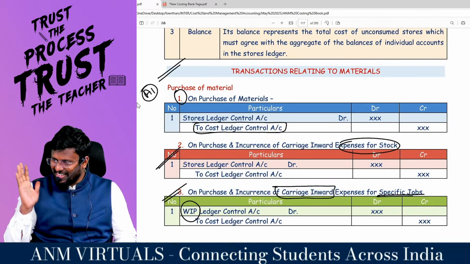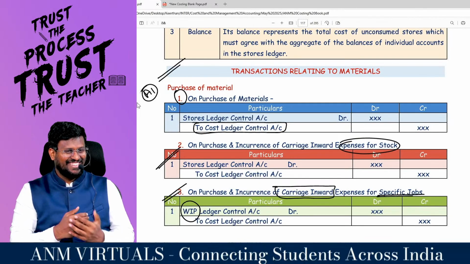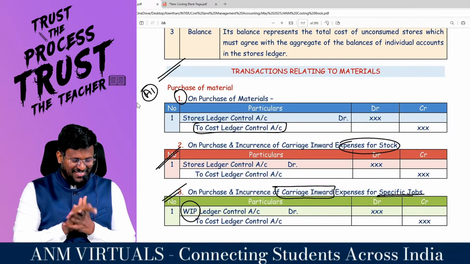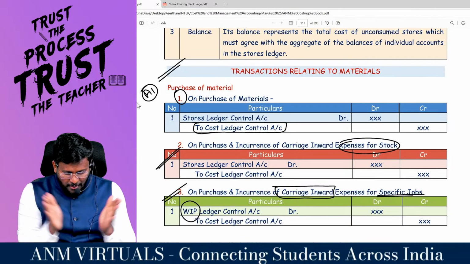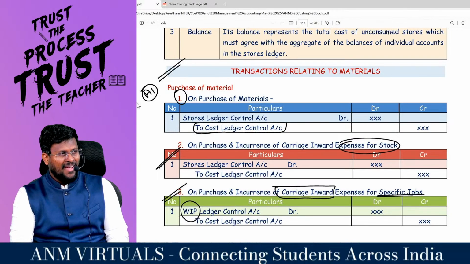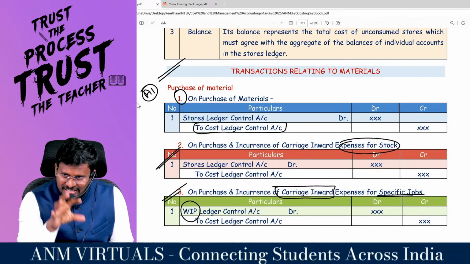ஐ ஹோப் தட் ஸ்டூடெண்ட்ஸ் ஆர் ஏபிள் டு அண்டர்ஸ்டாண்ட். இல்லைன்னா சொல்லு. கரெக்ட் சார். எஸ் சார். ஃபேண்டாஸ்டிக்.